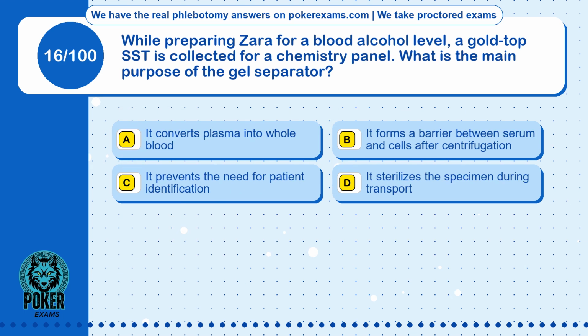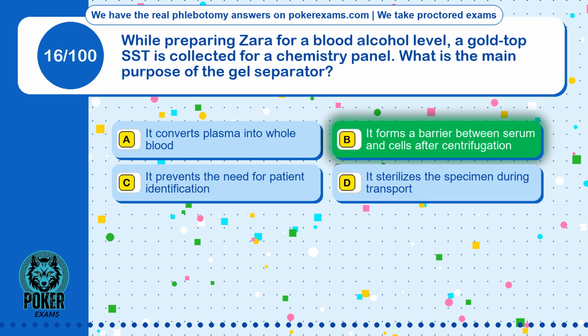Question 16. While preparing Zara for a blood alcohol level, a gold top SST is collected for a chemistry panel. What is the main purpose of the gel separator? Option A. It converts plasma into whole blood. Option B. It forms a barrier between serum and cells after centrifugation. Option C. It prevents the need for patient identification. Option D. It sterilizes the specimen during transport.